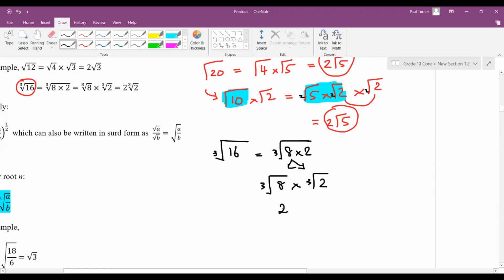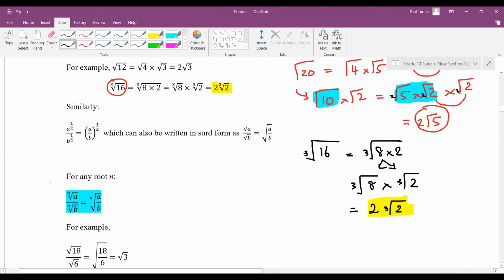But we know cube root 8 is 2. That just comes from your head: 2 times 2 times 2 is 8. So cube root 8 is 2. And then you're left with cube root 2, which is a third. So you would stop at that point. See, 2 times cube root 2, and there's nothing else that can be simplified there. That's it.